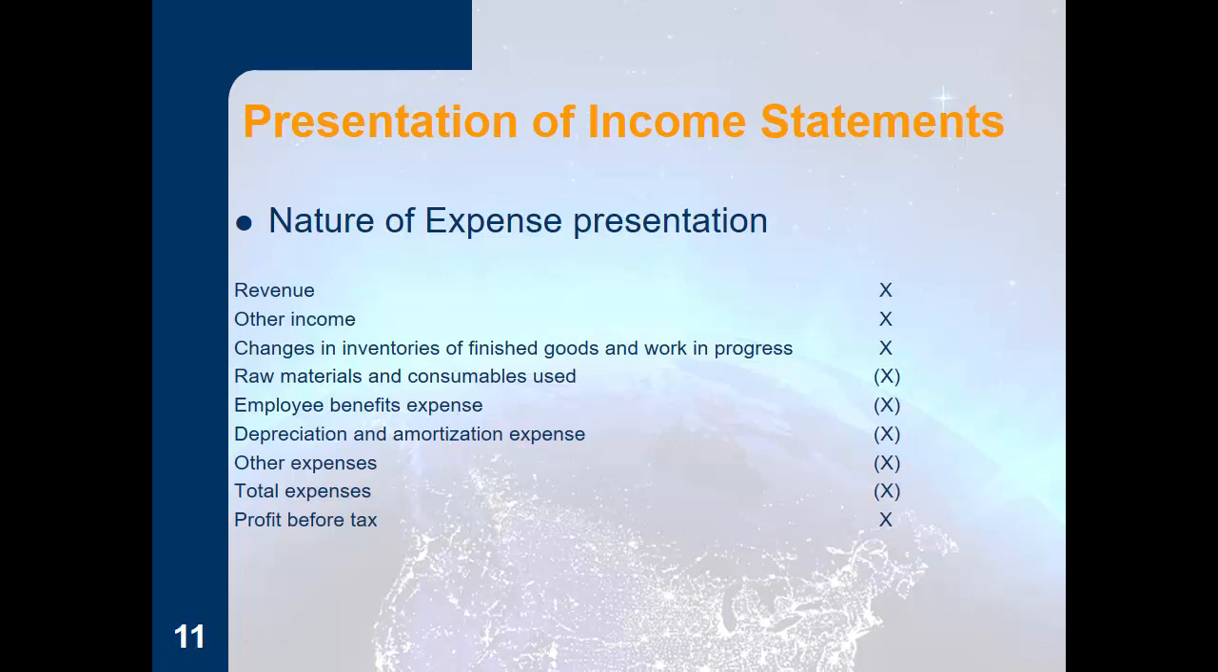For example, employee benefits expense would be things like salaries expenses. Depreciation and amortization expenses, and raw materials and consumables used, would go into cost of goods sold. Changes in inventories of finished products and work in process are also going to be cost of goods sold. We could also have things like rent or insurance, which would be included in the nature of the expense.